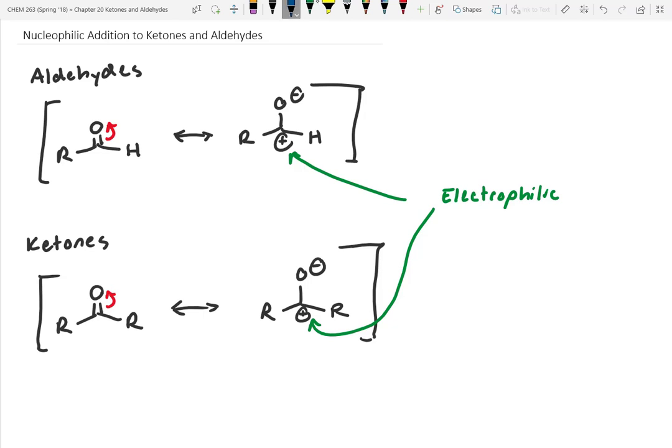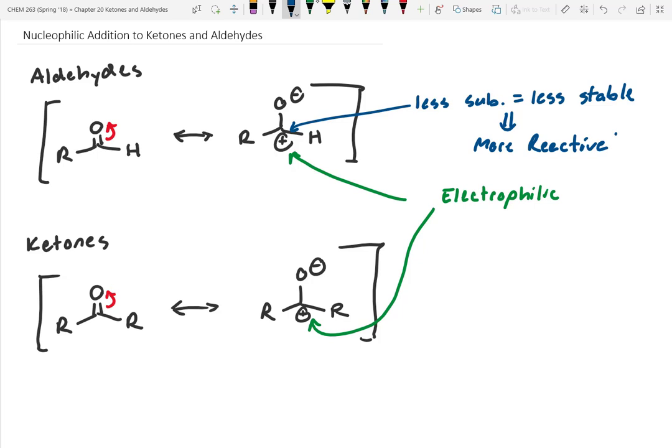If we think about carbocations, we said carbocations are more stable the more substituents you have coming off of them, right? So tertiary is more stable than secondary and so on. In this case, you can tell it's less stable because it doesn't have as many carbon groups off of it. So it's less substituted, equals less stable, which means it's more reactive. Does that make sense?